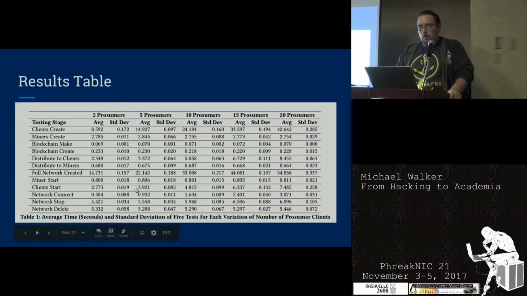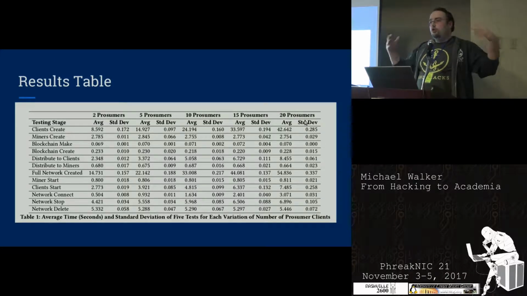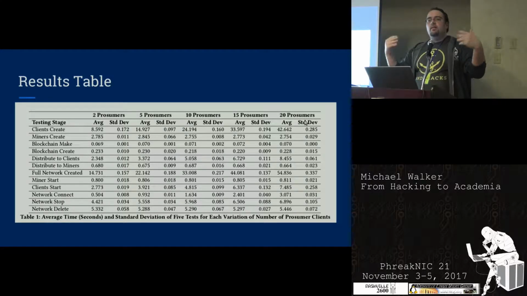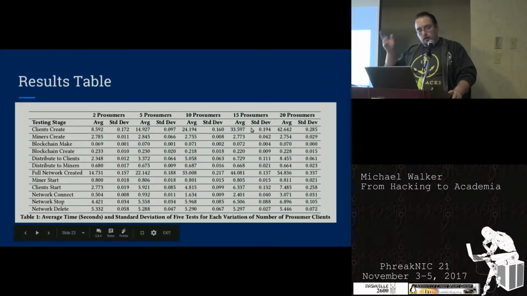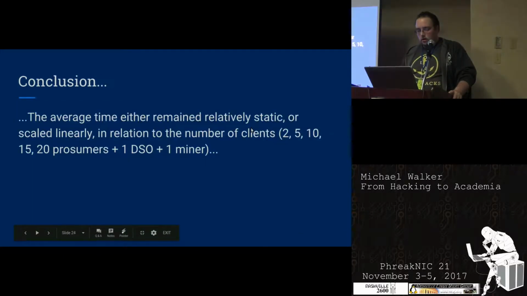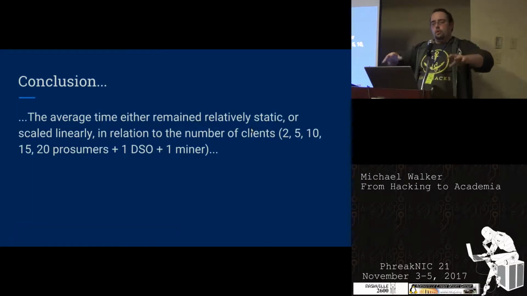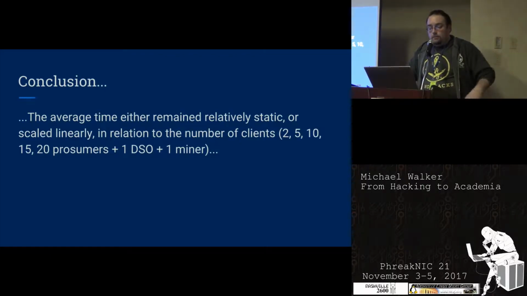And so here, 2 prosumers, 5 prosumers, 10 prosumers, 15 and 20. Now, obviously that's not a huge scaling, but it is indicative of, we come down here and we run the numbers. I'm not going to get into them in particular, but conclusion, we run the numbers. Average time either remained static or scaled linearly with the number of clients. Well, what does that actually mean?